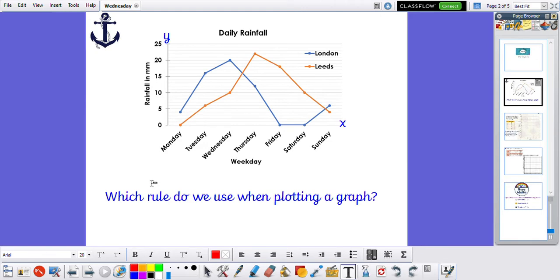Today we are going to be drawing line graphs. So let's look at our anchor for today. It says, which rule do we use when plotting a graph? So have a think, when we put numbers on a graph, do we go up the y-axis and then across the x-axis, or do we go across the x-axis and then up the y-axis?